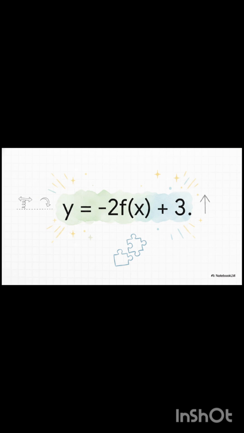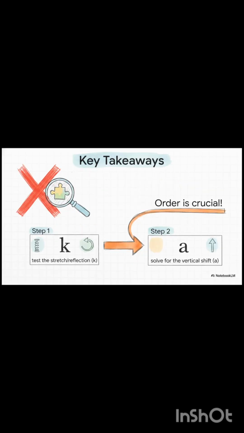And here it is in all its glory. The transformation that takes our starting points to our target points is y equals -2 times f of x plus 3. So what does that mean? It means a vertical stretch by a factor of 2, a reflection across the x-axis, and a vertical shift up by 3 units.